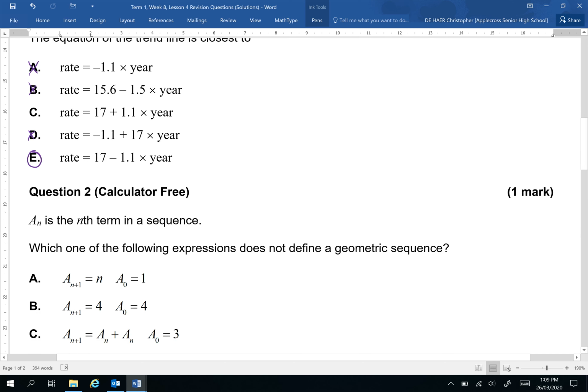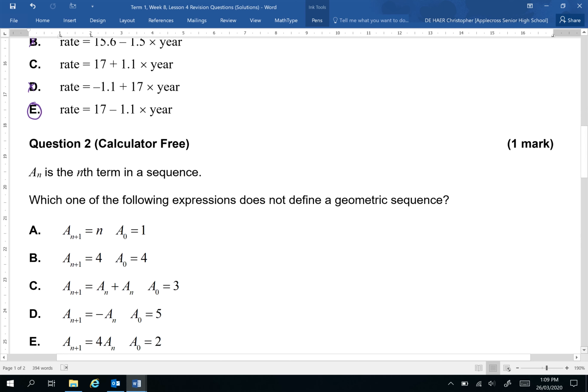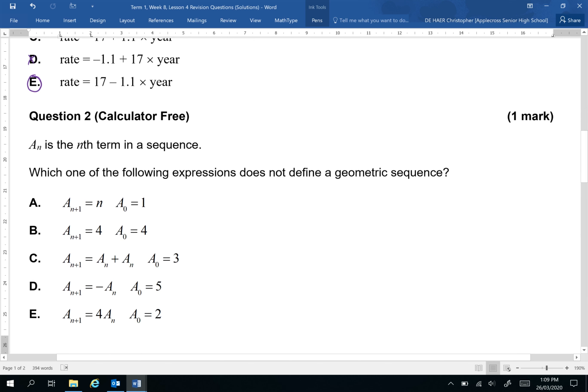In question 2, we've got 5 sequences here, and we want to know which of these does not define a geometric sequence. The answer to this one would be A. Now, A would actually be an arithmetic sequence. The other 4 are all geometric sequences.